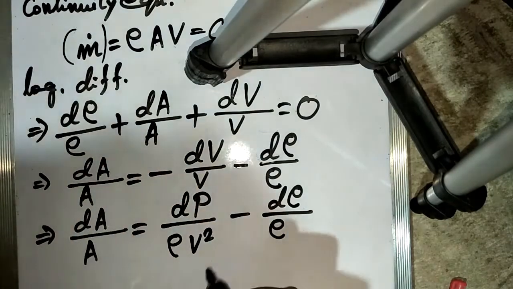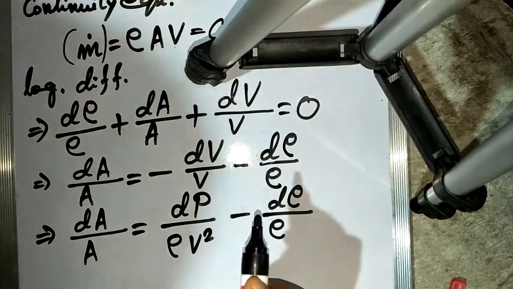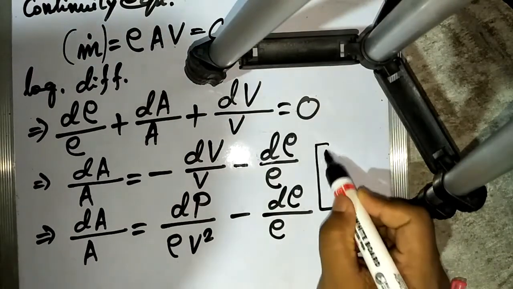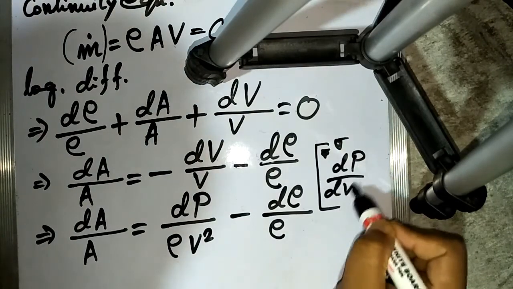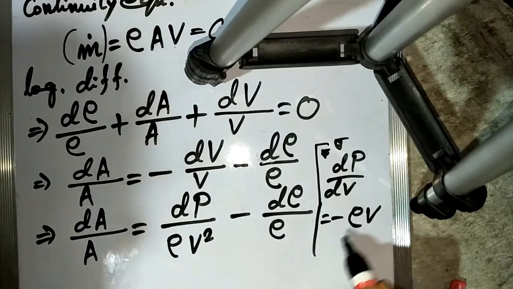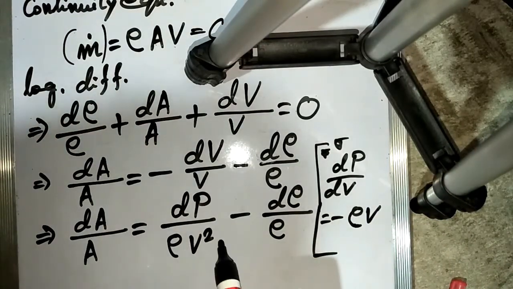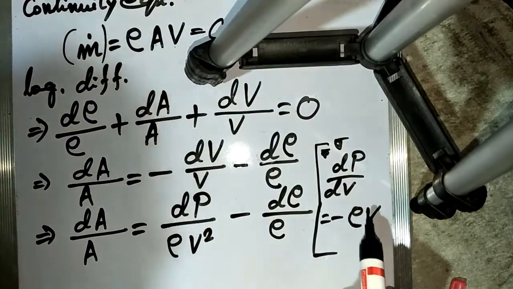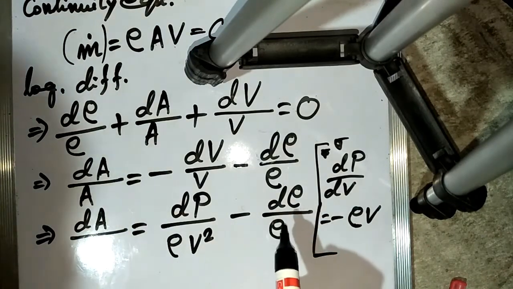This comes from the previous equation that we have already derived, that is dP by dV is equal to minus rho V. So from this equation, by substituting the value of dV, we get dP by rho V square minus d rho by rho.